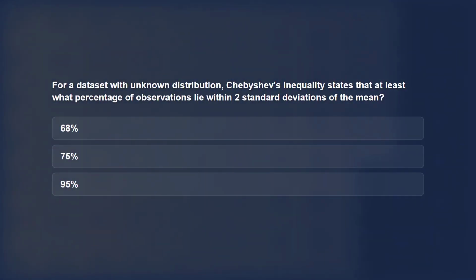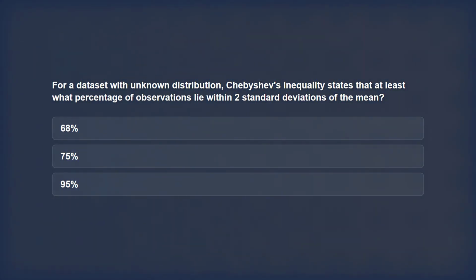Fourth question, straight from the official curriculum. For a dataset with unknown distribution, Chebyshev's inequality states that at least what percentage of observations lie within 2 standard deviations of the mean? A. 68%, B. 75%, C. 95%.